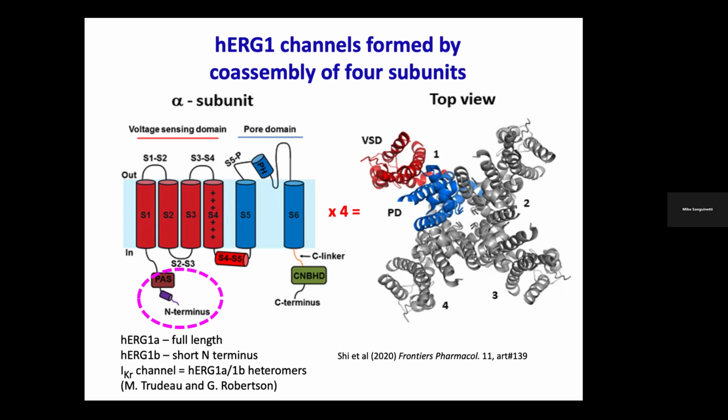hERG is actually, at least in real cells, composed of 2 different subunits: hERG1A, which is the full subunit, including this very, very long N-terminus, and hERG1B, which is an alternatively spliced variant with a very short N-terminus. Thanks to really wonderful work by Matt Trudeau and Gail Robertson over a number of years, who pushed the idea that 1B is really important, it's very clear now that the IKr channel is actually hERG1A and 1B heteromers. How much of 1A and 1B varies a lot, but it's clear that you need both of them to have the exact properties of IKr that you see in a myocyte.